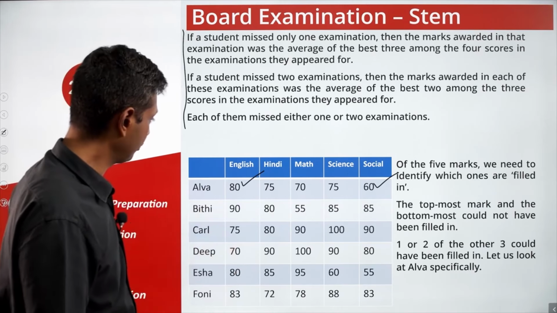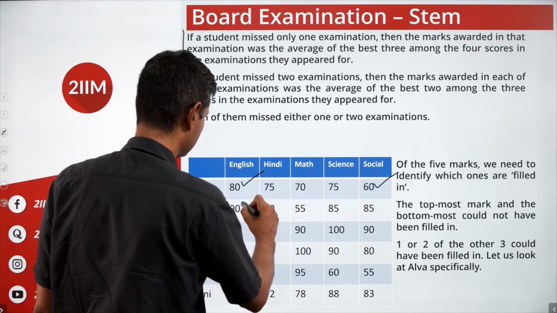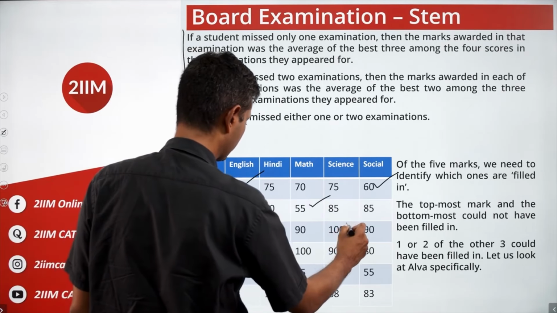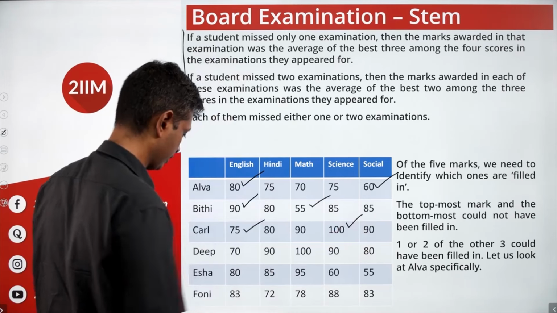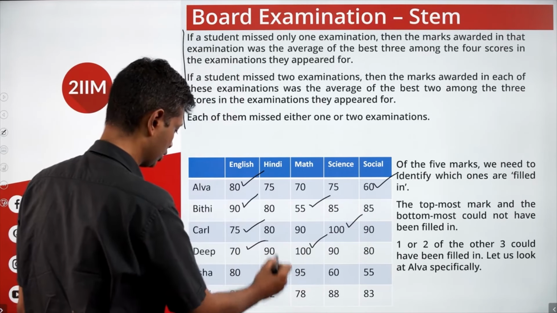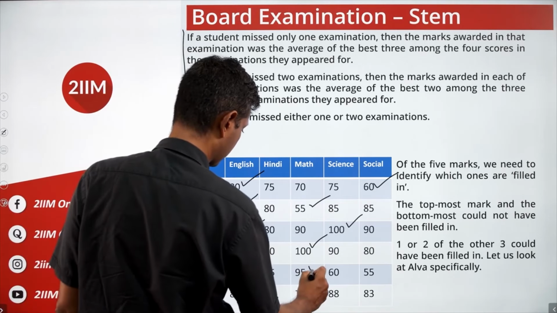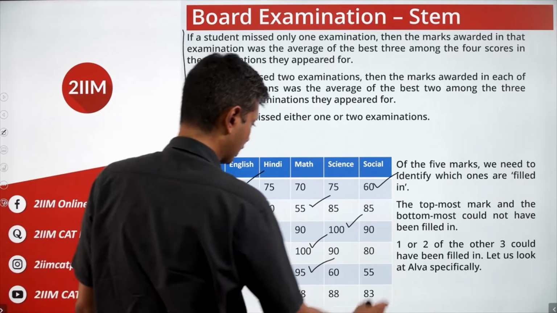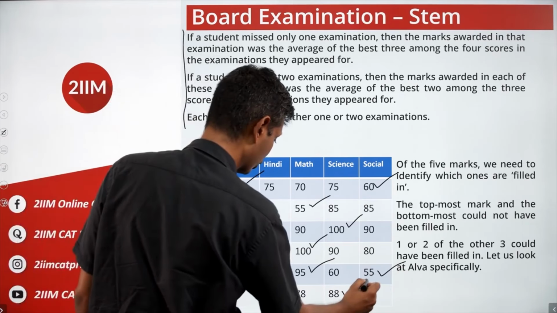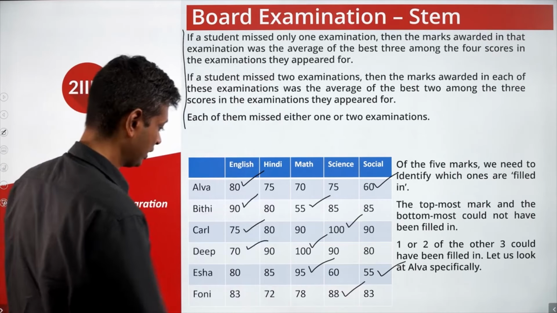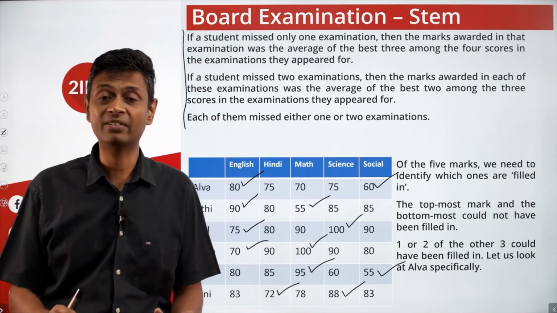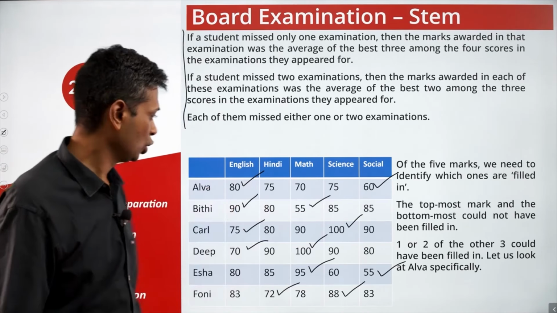So if you take Bysi, she's definitely taken English, she's definitely taken the math exam. Carl has definitely taken science, he's definitely taken English. Deep has definitely taken math, he's definitely taken English. Isha has definitely taken math, she's definitely taken social. Fani has definitely taken science, she's definitely taken Hindi. The topmost number and the bottommost number cannot be the average of some number of numbers. Lovely. So far, so good.